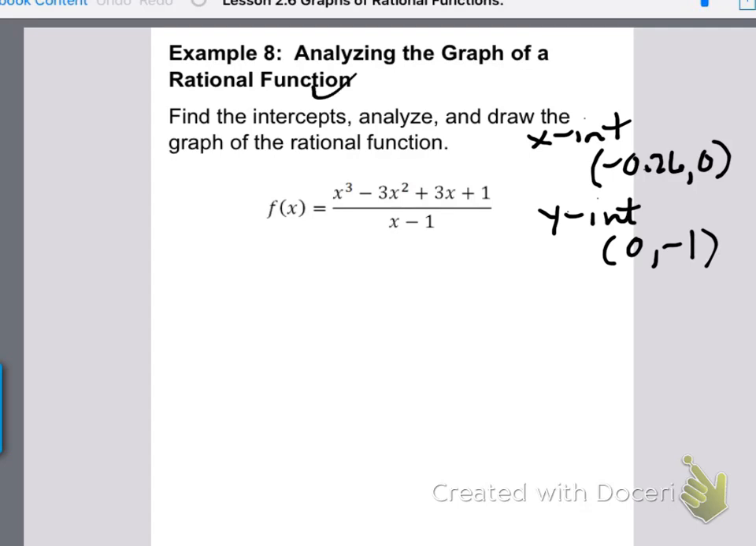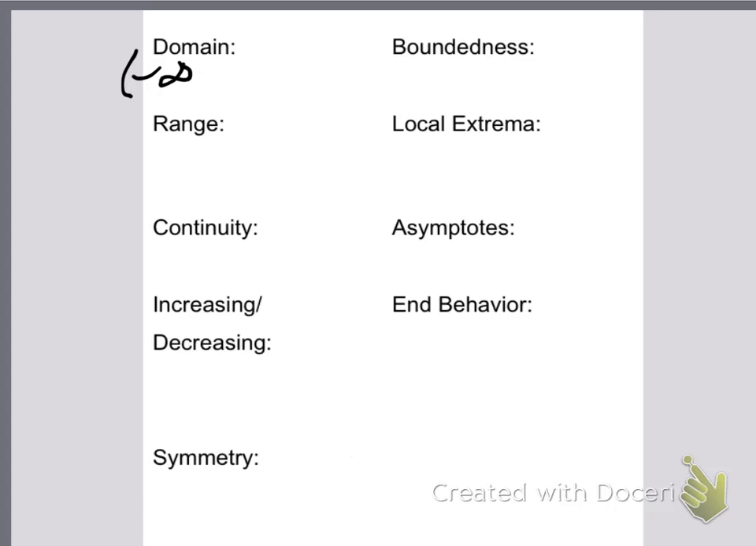Analyze. Domain. What can't x be? Well, there's the denominator. So x can't be 1. So my domain is negative infinity to 1, union 1 to infinity.